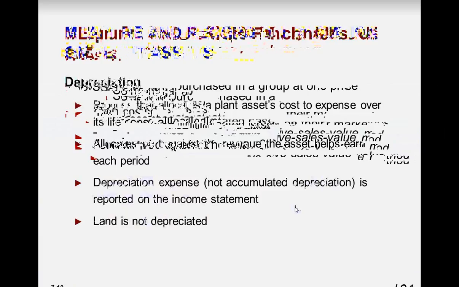We record depreciation on plant assets. That means that we're going to allocate the plant asset's cost over its useful life. We match that expense against the revenue that the asset is helping us to earn each period. We're following the matching principle. We have to do this because of GAAP. Depreciation expense is reported on the income statement, whereas accumulated depreciation is a contra asset account, as we've talked about in earlier chapters, and offsets the asset on the balance sheet. And again, land is not depreciated.